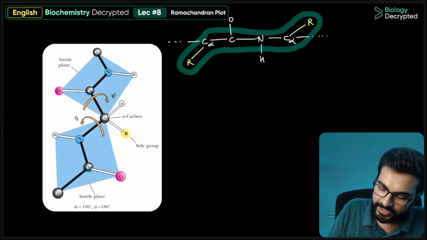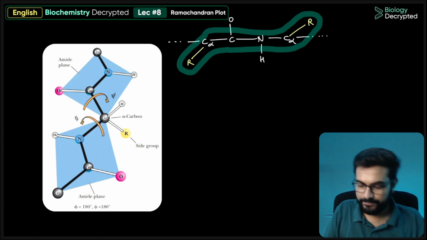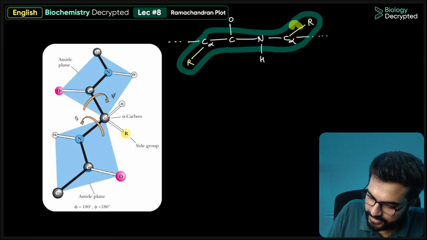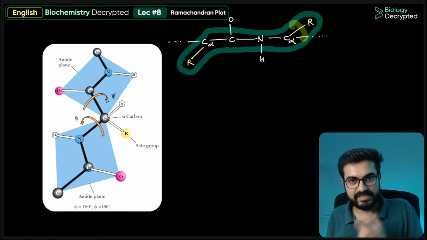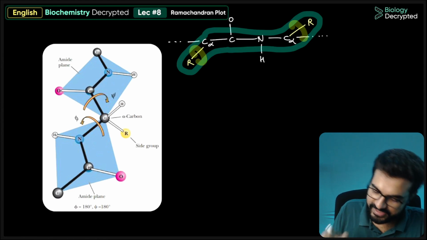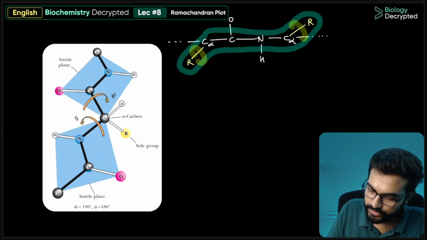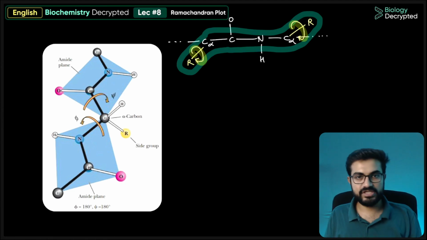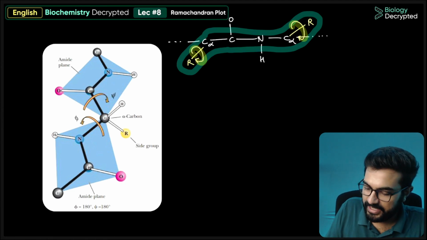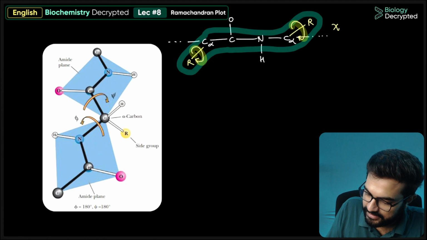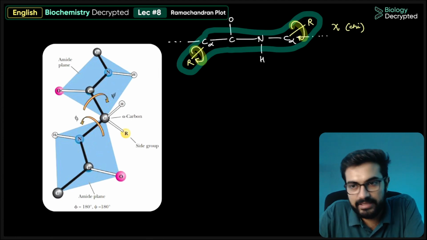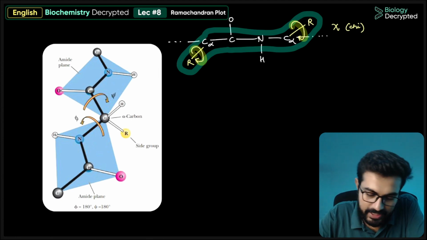Now, if I talk about this particular bond, this C alpha and R bond, here obviously there is this single bond. Even here it is the same. There is this single bond, and if you try to show the rotation about this single bond, free rotation is possible, and this particular angle is known as chi. This is the angle called chi.